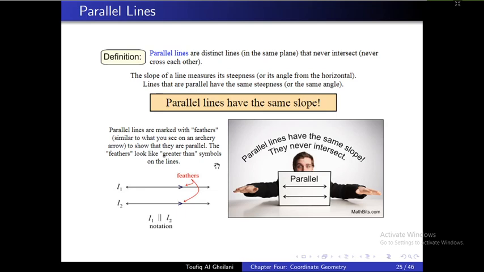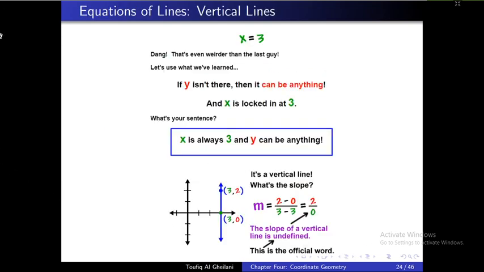At this point we finish this video. In the next video we are going to learn about parallel lines and perpendicular lines.